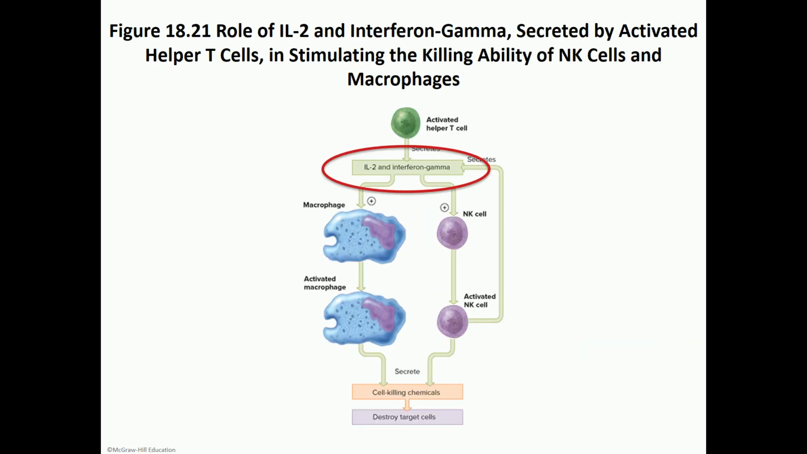Now, how do these activated helper cells activate macrophages and natural killer cells? That is through the release of interleukin-2 and Interferon-Gamma. So you want to know these two cytokines, interleukin-2 and Interferon-Gamma, that are released by the activated helper T cell in order to further activate macrophages and natural killer cells to eventually destroy their target cells.